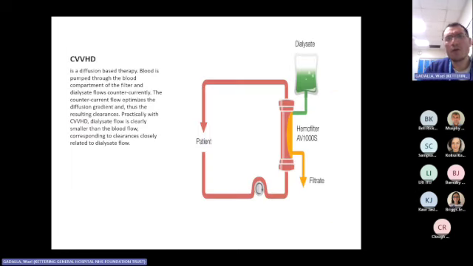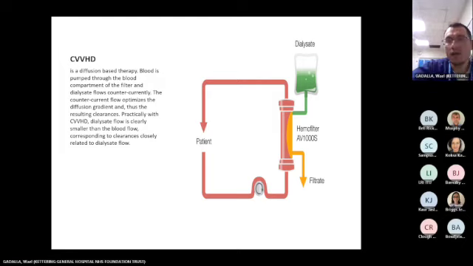This is how it looks like. So you have blood coming from the patient, the pump of the blood going to the filter, and on the other side, like a counter, dialysate is being passed around the filter. So the solute is being moved from the blood to the dialysate, which will form the filtrate.